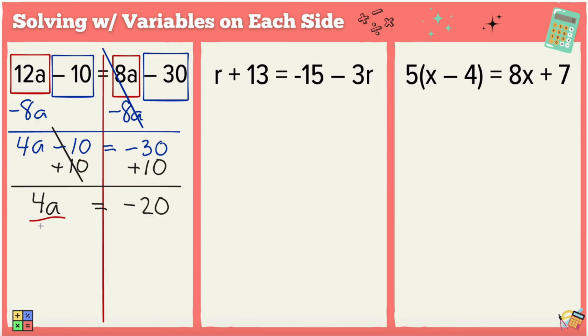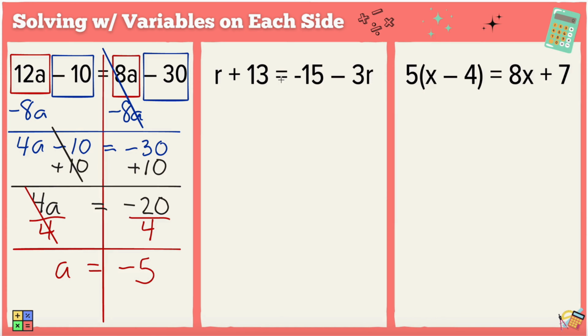We'll divide by 4 on this side. We'll divide by 4 on this side. These two 4s cancel themselves out. And what we have left at this stage will be a equals negative 20 divided by 4, negative 5.